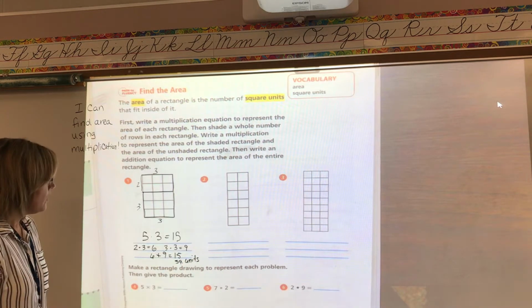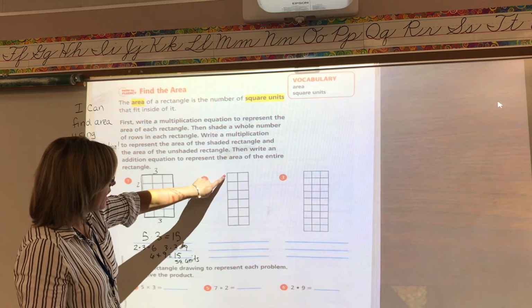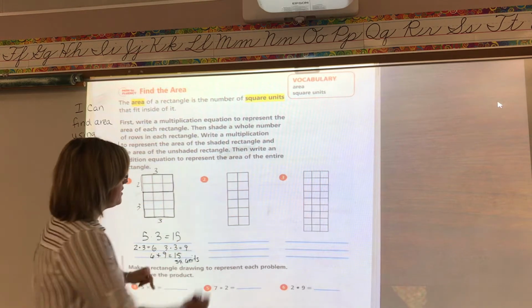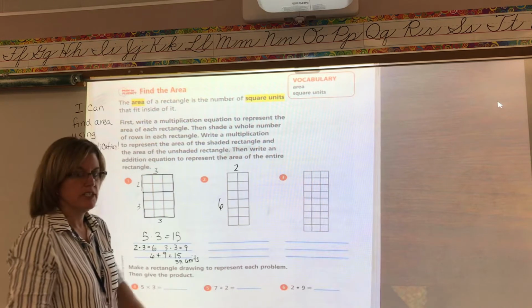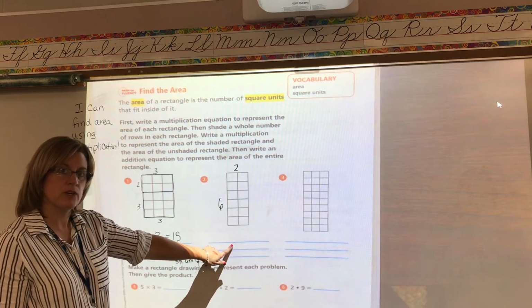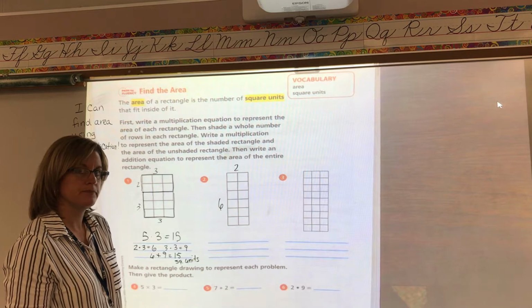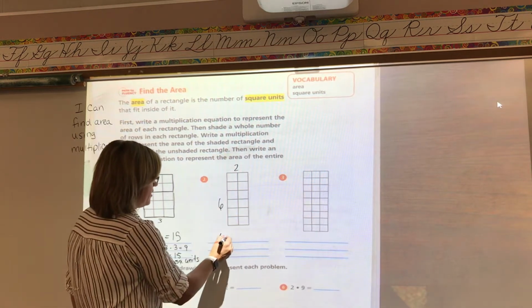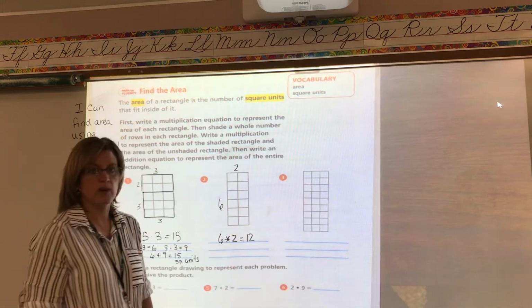Okay? Let's take a look at this one. We have how many square units? 1, 2, 3, 4, 5, 6. And we have 2 square units at the top. Take a minute and write out what you think the multiplication equation would be to solve that. Okay? You should have written 6 times 2 equals 12.